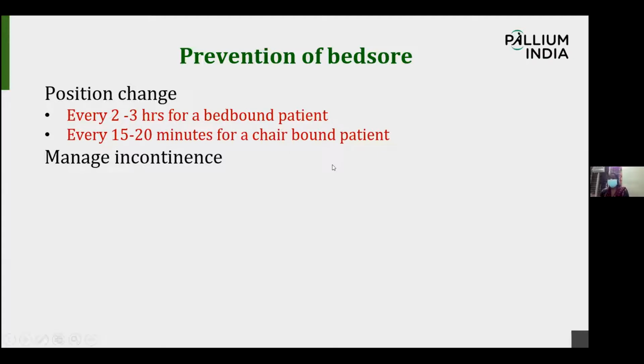If they have urinary incontinence, and the patient is willing to have a urinary catheter, you can put a catheter. But if they are not willing, you advise the caregiver to use a diaper. If they cannot afford it, they can use their own clothes. But if there is any moisture, they have to change the sheets as soon as possible.